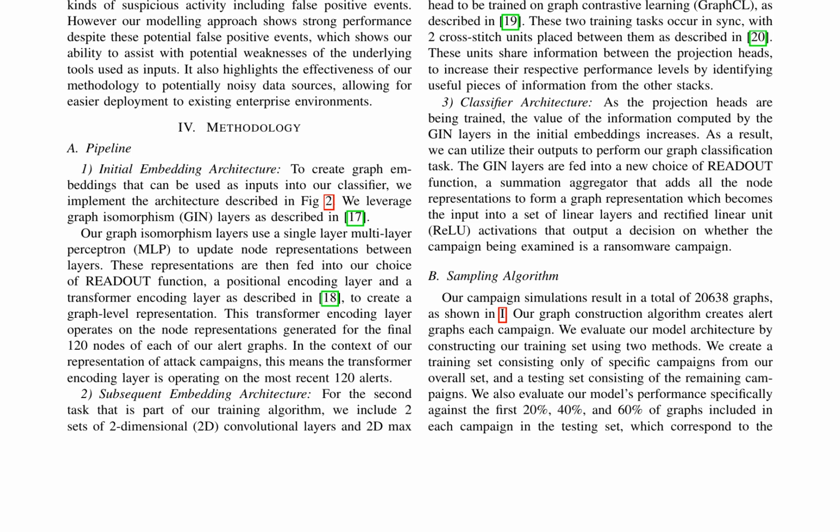The authors also describe their sampling algorithm, which results in a total of 20,638 graphs from their campaign simulations. They evaluate their model architecture by constructing a training set using two methods, one consisting only of specific campaigns from their overall set and another consisting of the remaining campaigns. Additionally, they assess the model's performance against the first 20%, 40%, and 60% of graphs included in each campaign in the testing set, which corresponds to the early, middle, and late stages of the ransomware campaigns, respectively.